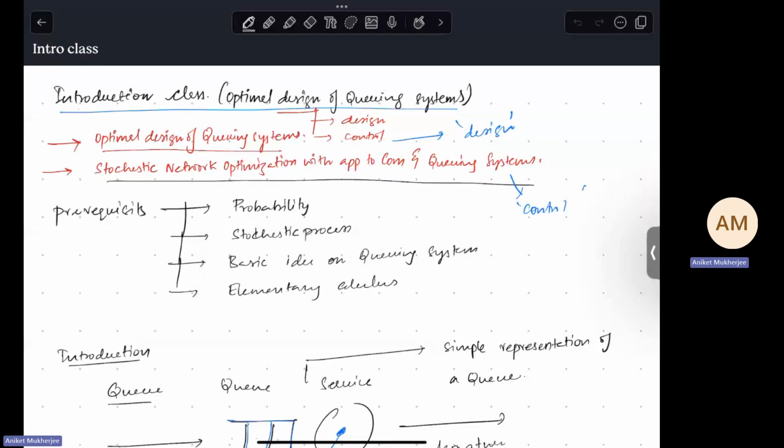The second class of optimal design of queuing systems. So I'll just do a short recap of what we did yesterday.